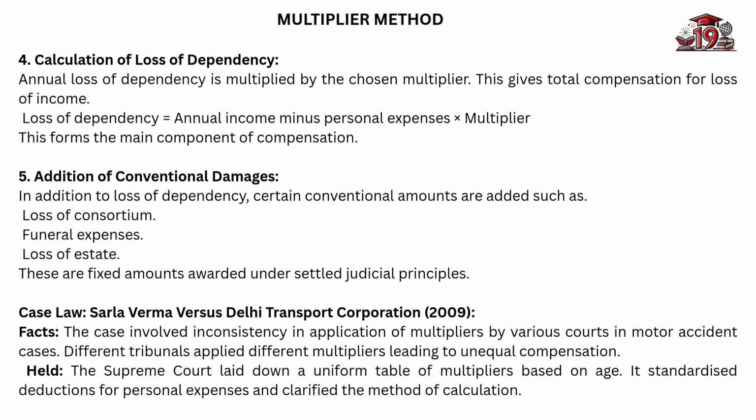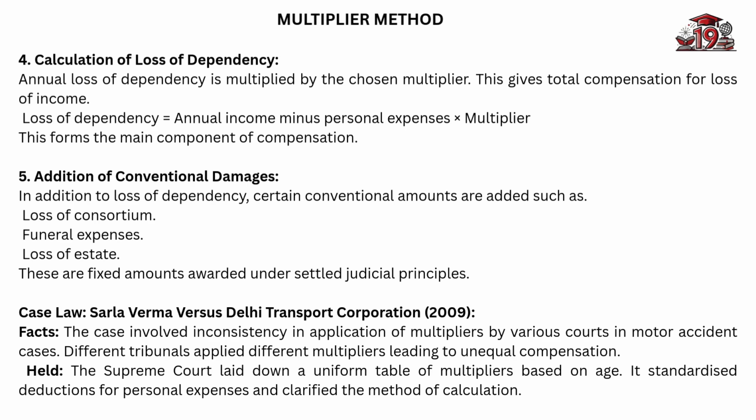Calculation of loss of dependency. Annual loss of dependency is multiplied by the chosen multiplier. This gives total compensation for loss of income. Loss of dependency equals annual income minus personal expenses times multiplier. This forms the main component of compensation.